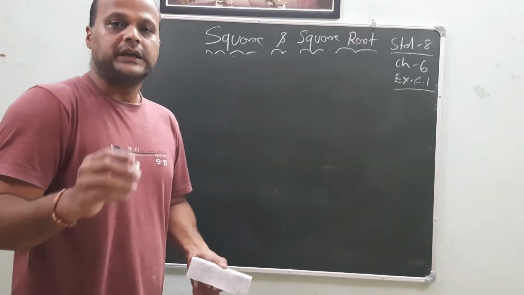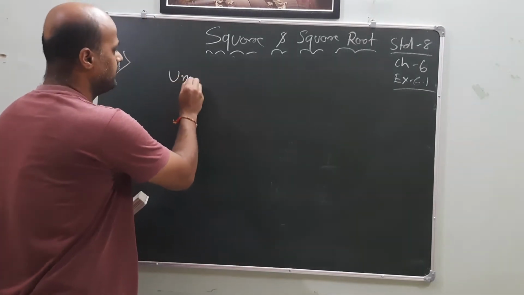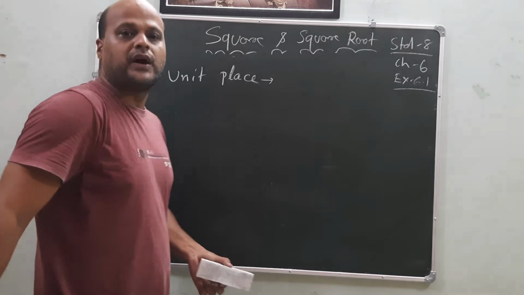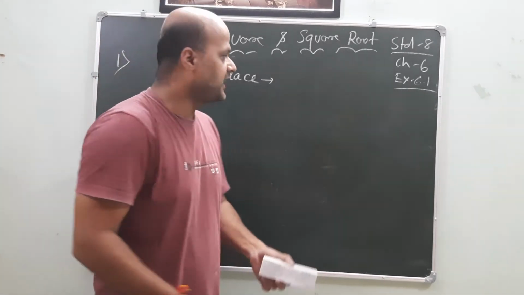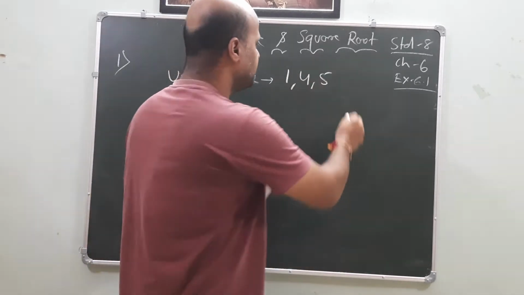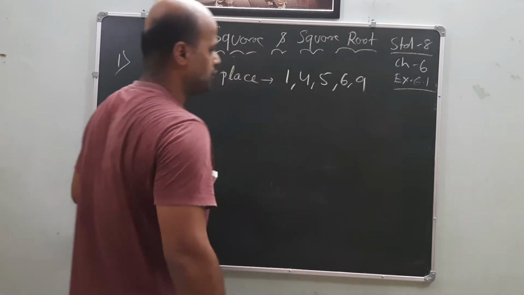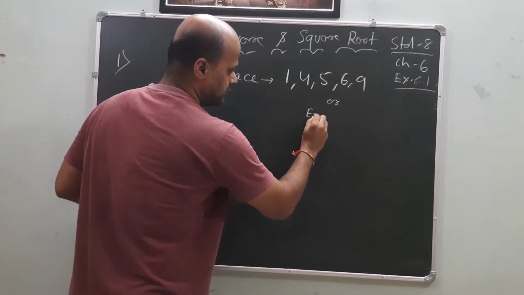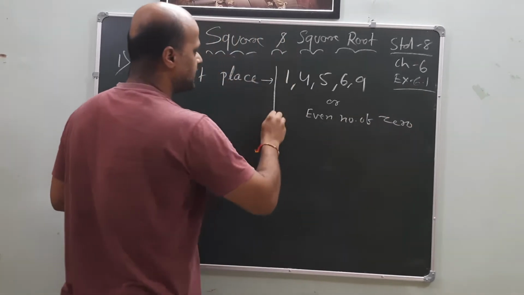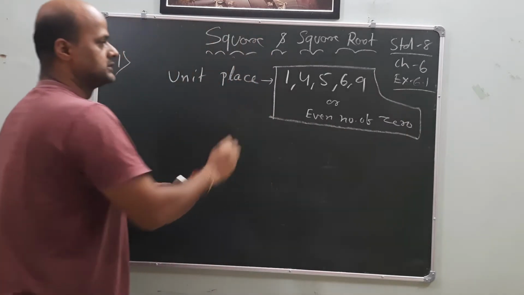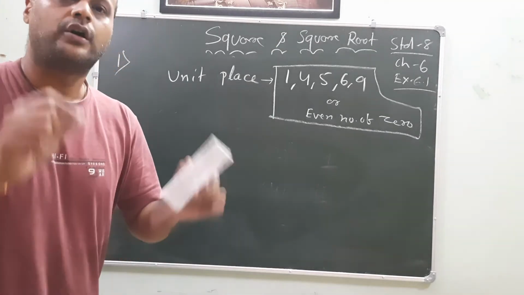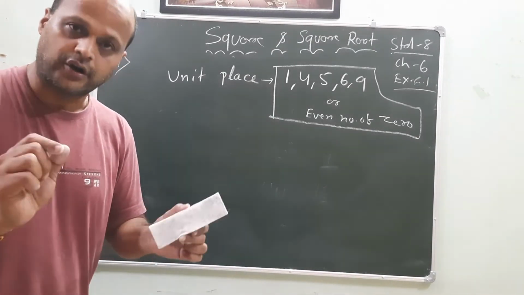What is the rule? In the unit place, what numbers can be present? It says 1, 4, 5, 6, 9, or an even number of zeros. This is the rule to find out whether a particular number is a perfect square or not.